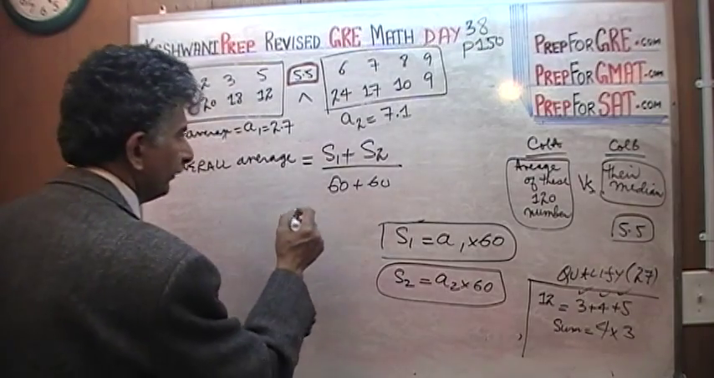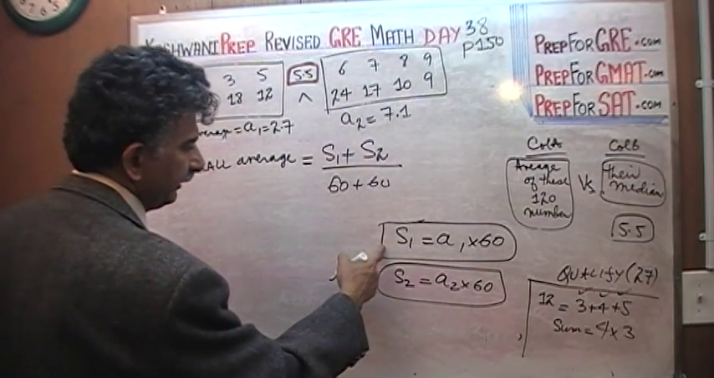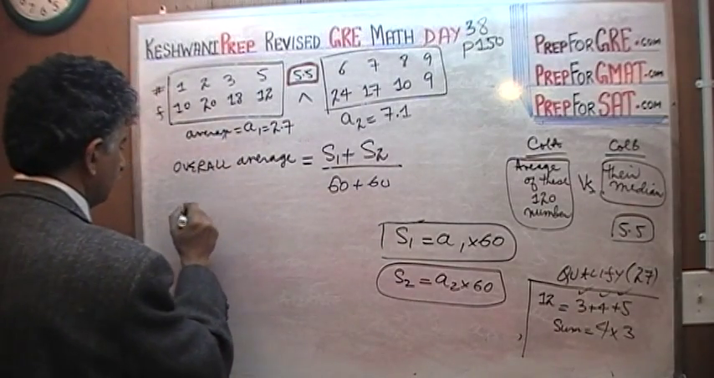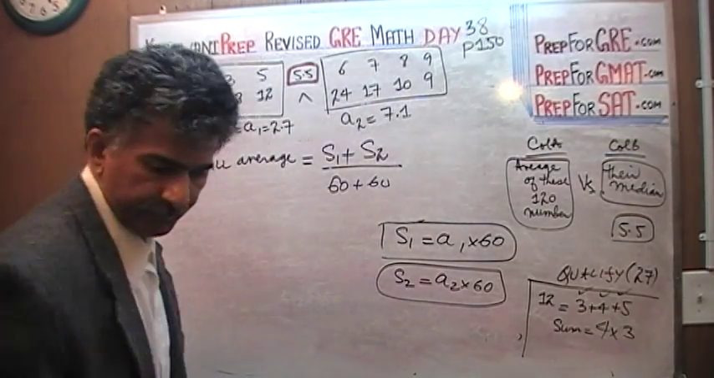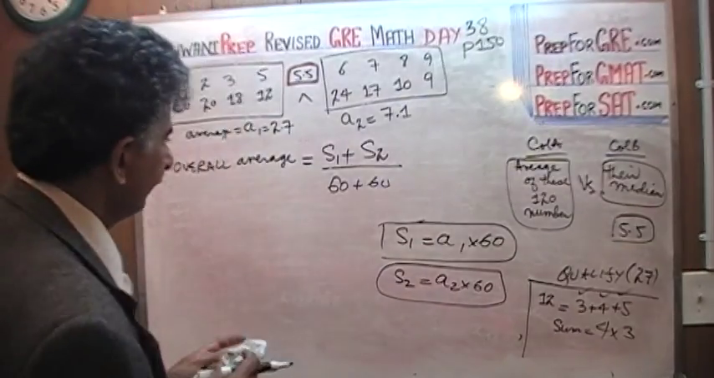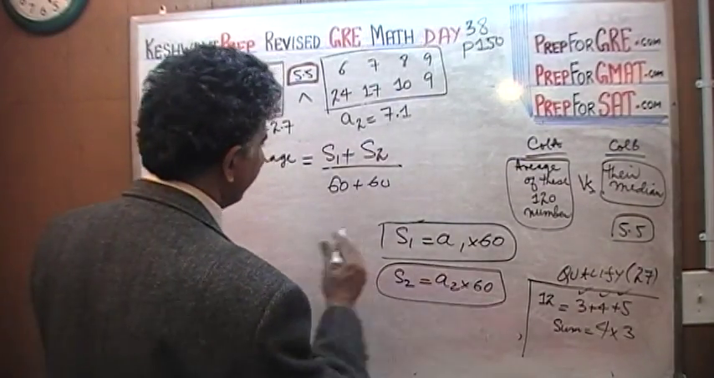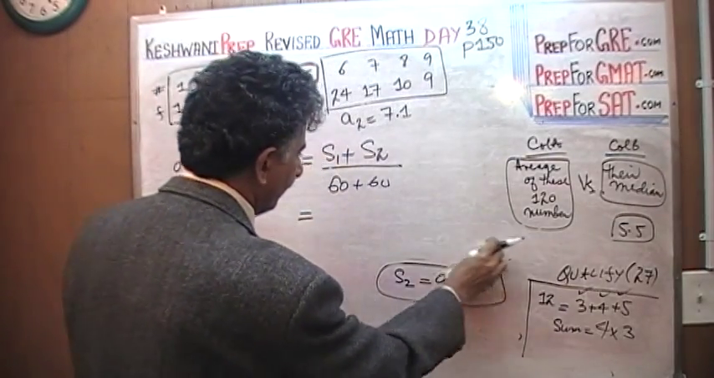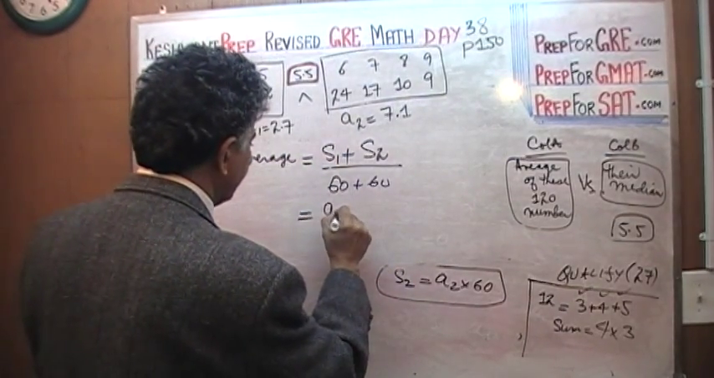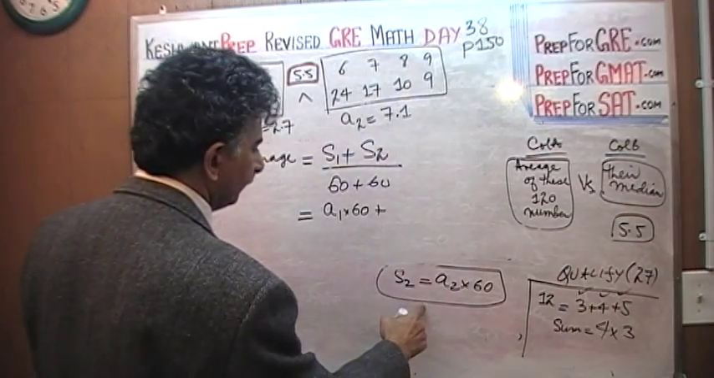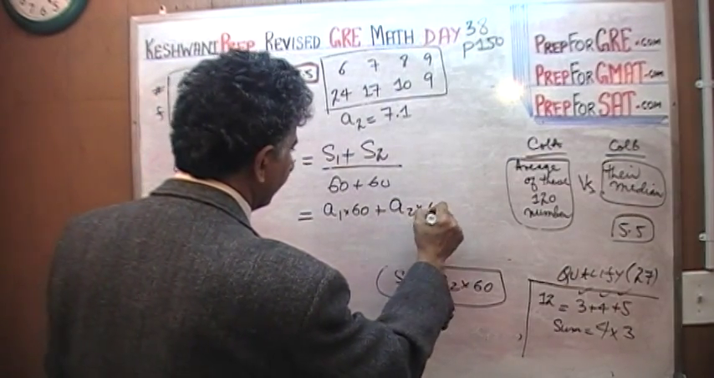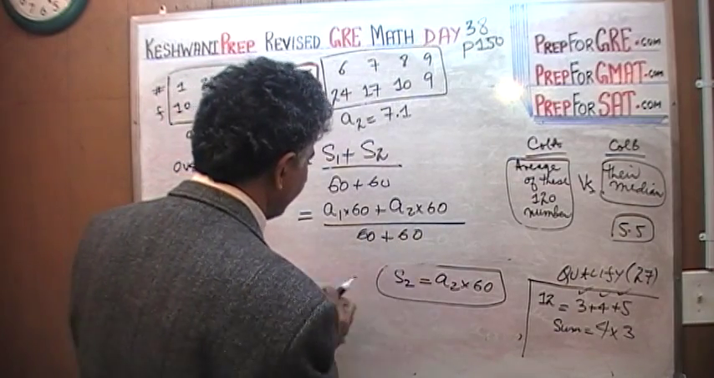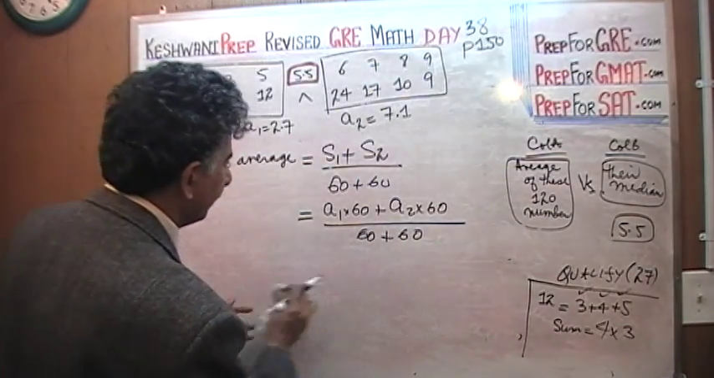But we already know S1 equals A1 times 60, and S2 equals A2 times 60, over 60 plus 60. Watch what happens.